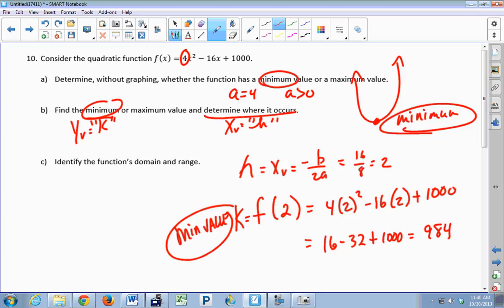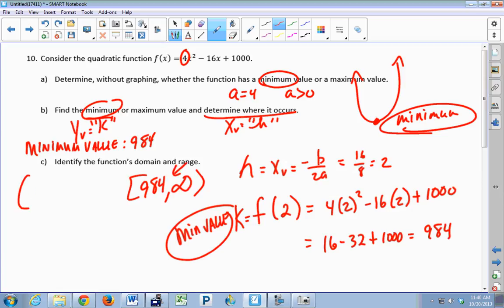So the minimum value of my function is 984. So my range is going to start at 984 and go to infinity. That's my range. My domain, as I know, is always all real numbers. Where does it occur? It occurs at x equals 2.